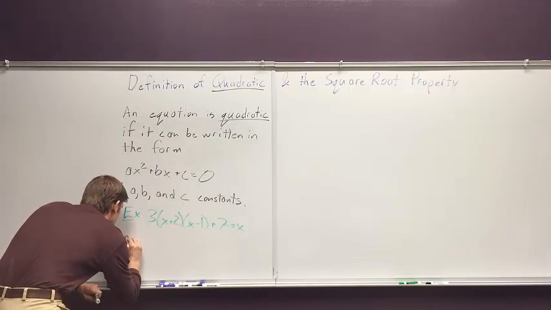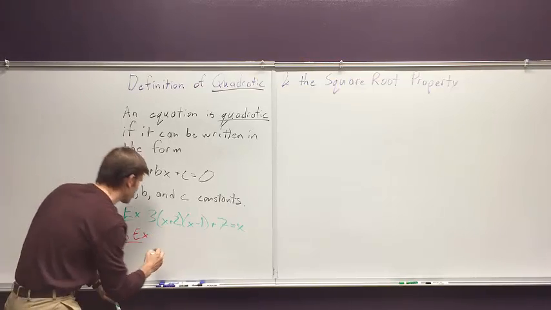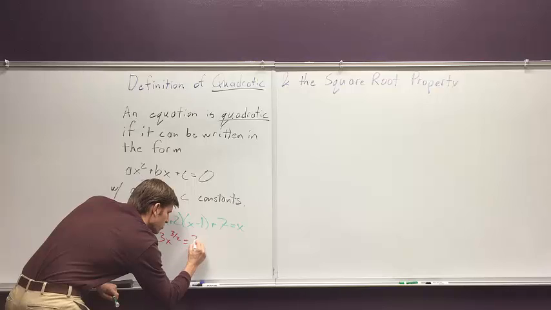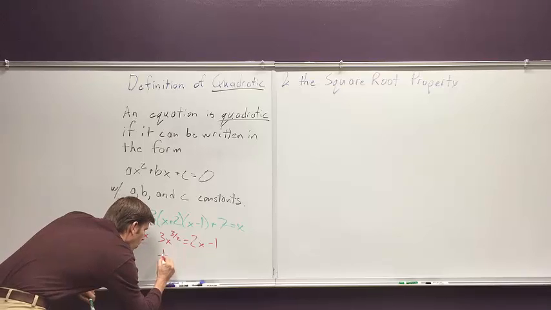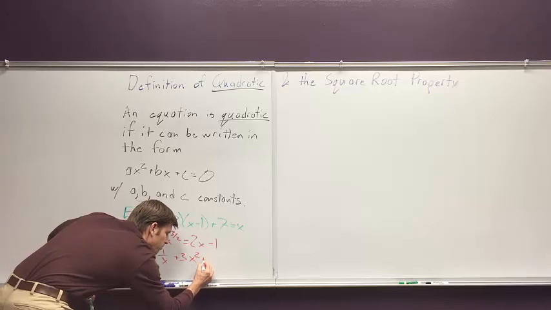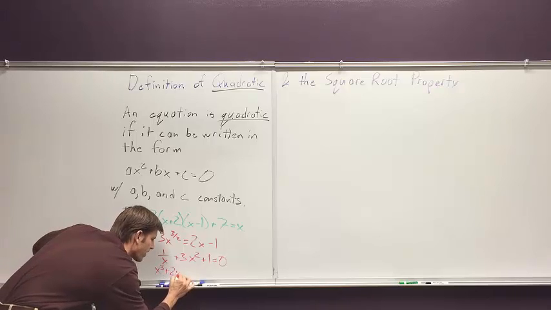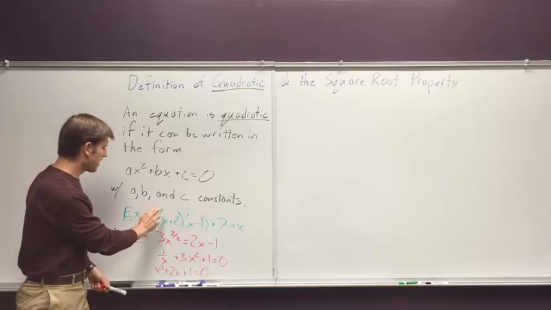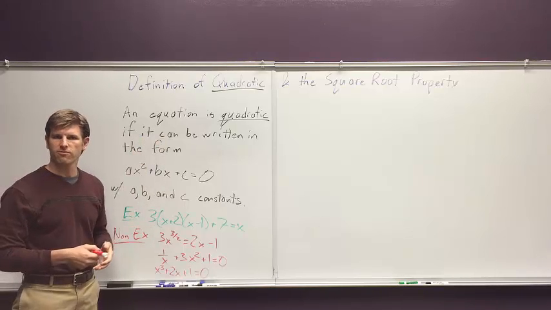A non-example would be something that, let's say, had a fractional power. So 3x to the 3 halves equals 2x minus 1. Or let's imagine we had 1 over x plus 3x squared plus 1 equals 0. Or just x to the third plus 2x plus 1 equals 0. Notice that's what we call a cubic.